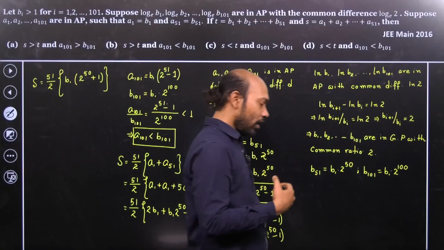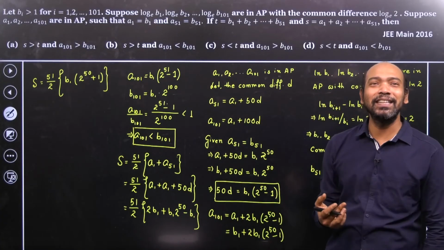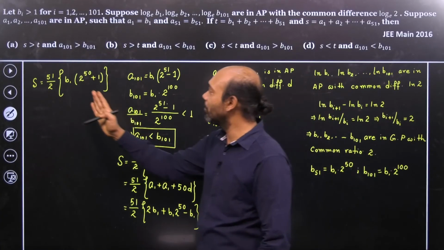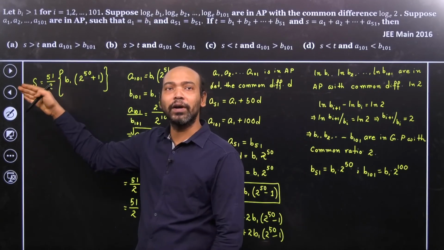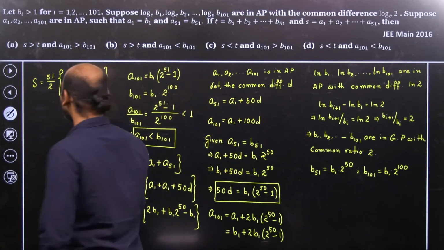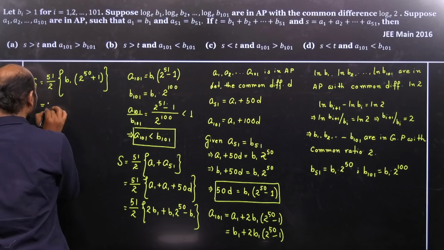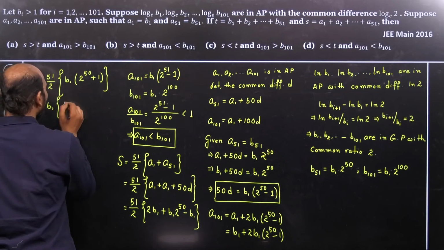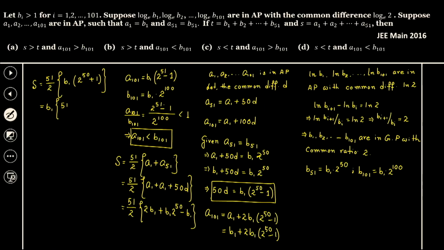Now see that operating with 51 divided by 2 is not common, right? So let's make a little bit of changes. We take B1 out and 51 inside. That's the only trick here we need to use. So S is equal to B1 multiplied by (51 multiplied by 2 to the power 49 plus 51 divided by 2). That gives me my S.